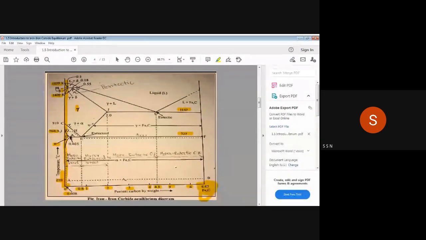Alpha, gamma, delta. Alpha phase will be there whenever you increase the temperature of that solid iron from 0 degrees Celsius to 768 degrees Celsius.